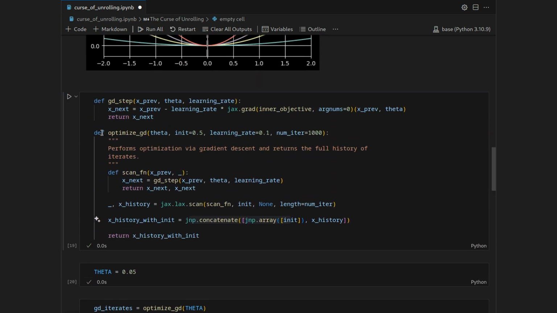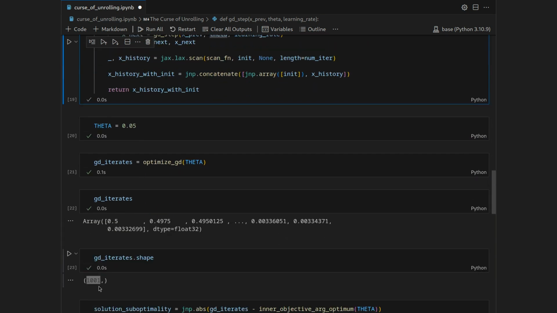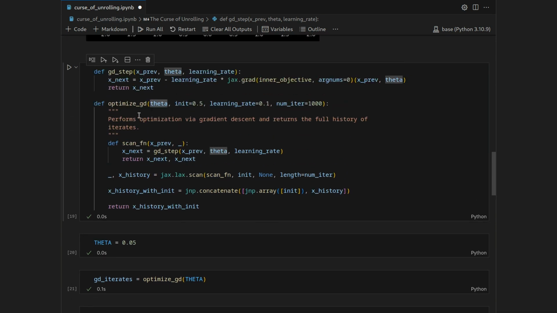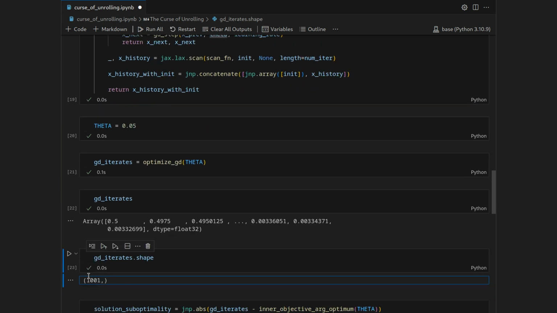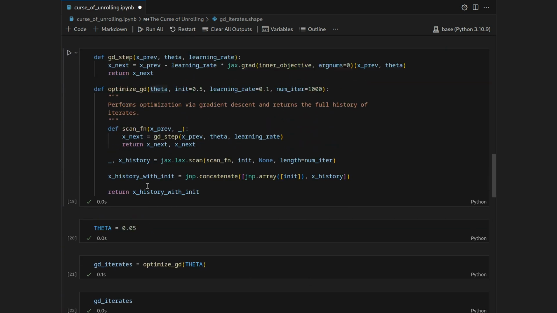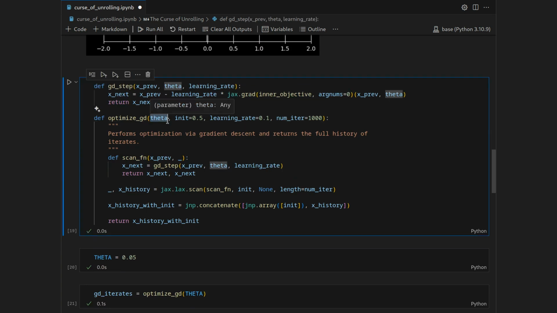The function optimize gradient descent, if we ignore the other arguments, is a mapping from one scalar value to a 1001 dimensional vector. So essentially it not only contains one approximate solution to the optimization problem, but the first 1001 iterates of the gradient descent procedure. And that's very helpful because this allowed us to plot the convergence. Now we want to take a derivative of all the 1001 iterates with respect to the input theta. So we have a mapping from 1 to 1001.